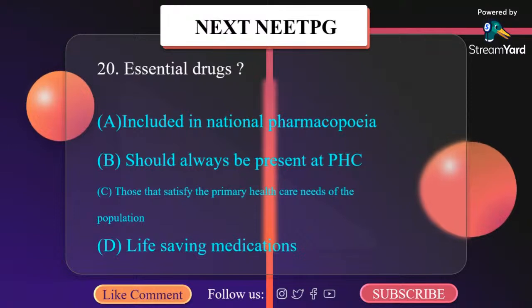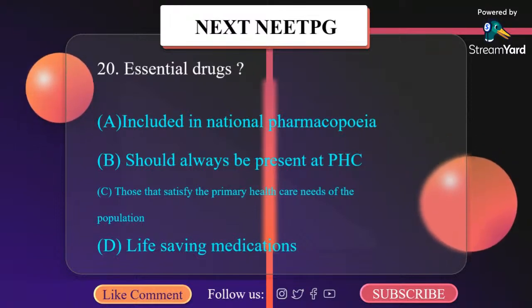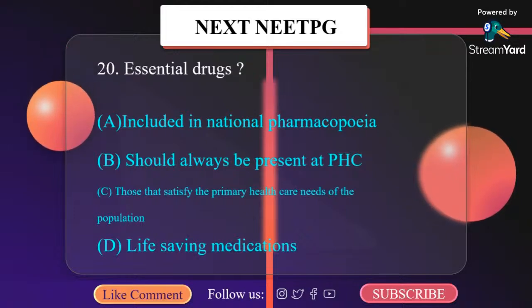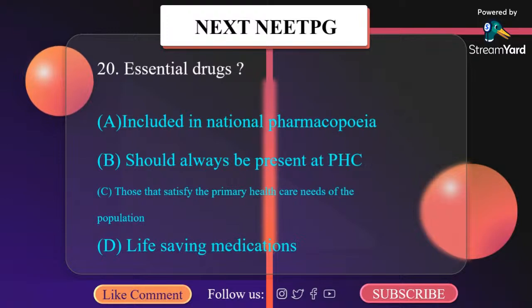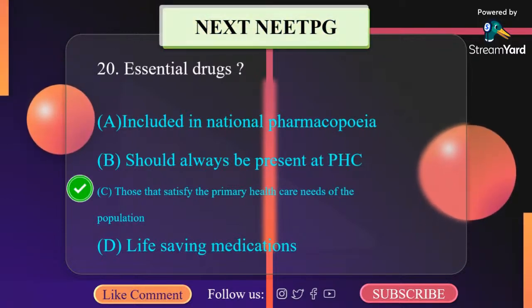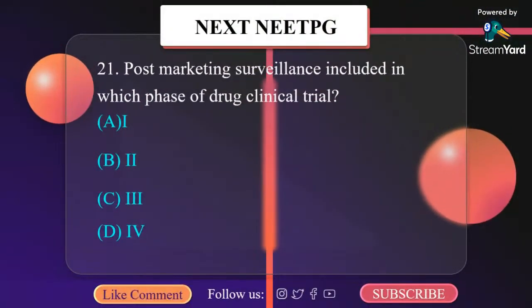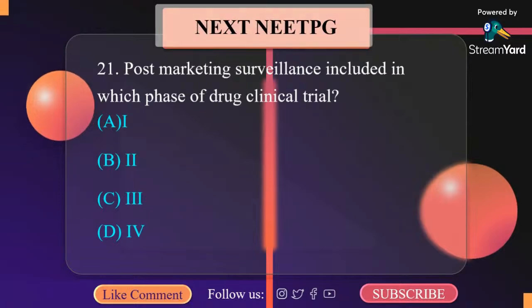Essential drugs: A. included in the pharmacopoeia, B. should always be present at PHC. Essential drugs are those that satisfy the primary healthcare needs of the population, life-saving medications. Post-marketing surveillance is included in which phase of drug clinical trial? It is phase 4.